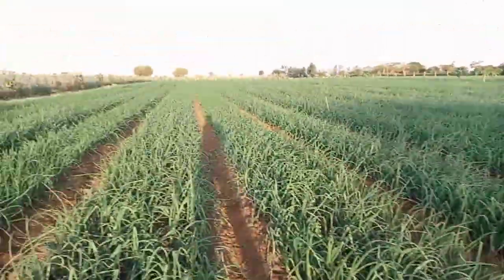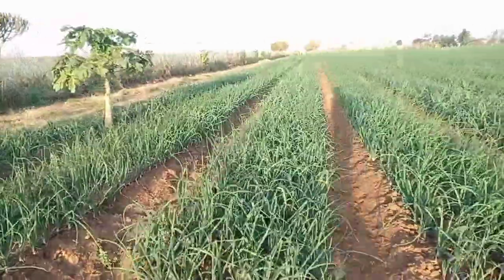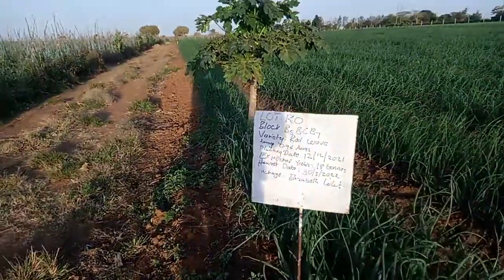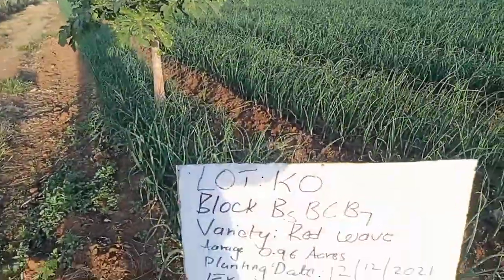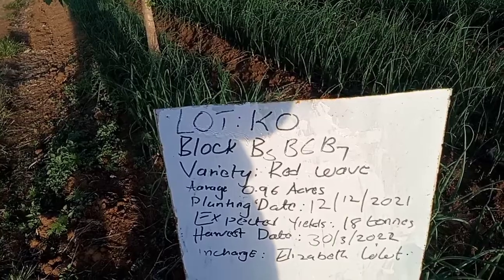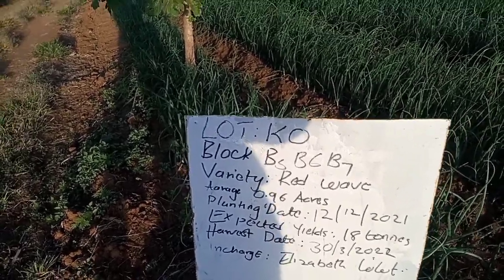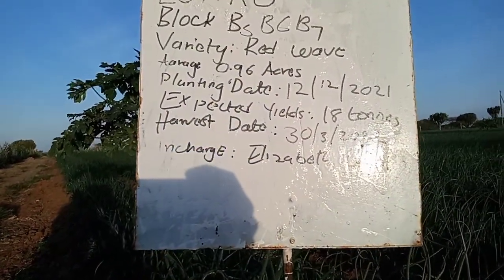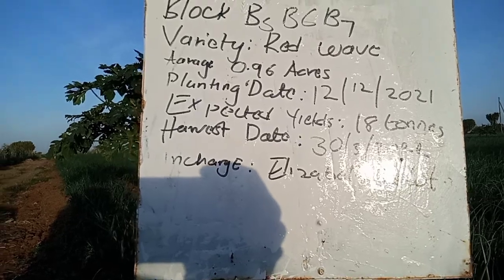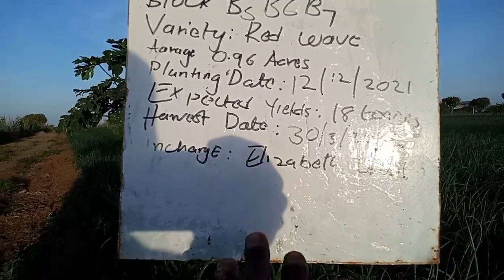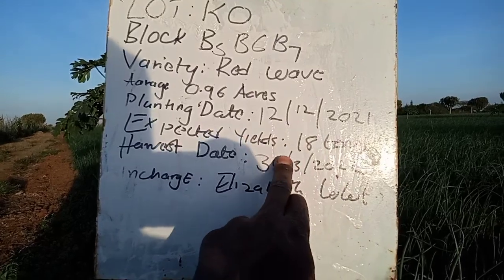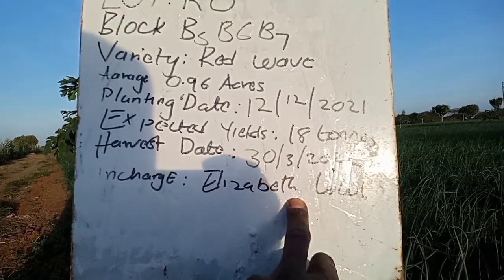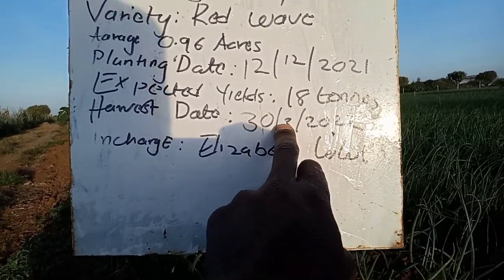Oh, I haven't shown you the description of this block. Let me show you, because it can help you. And there you go. That is block K0, B5, B6, B7, the way the blocks follow each other. And the variety is Red Wave. The acreage is 0.96. The planting date, we planted on 12th of December. The expected yield 18 tons. The date of harvest 30th of this month of March.